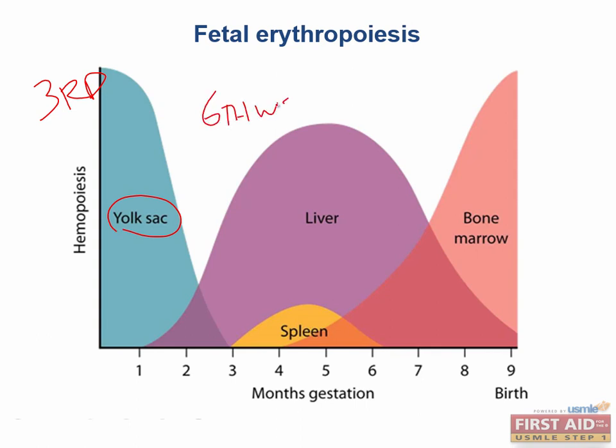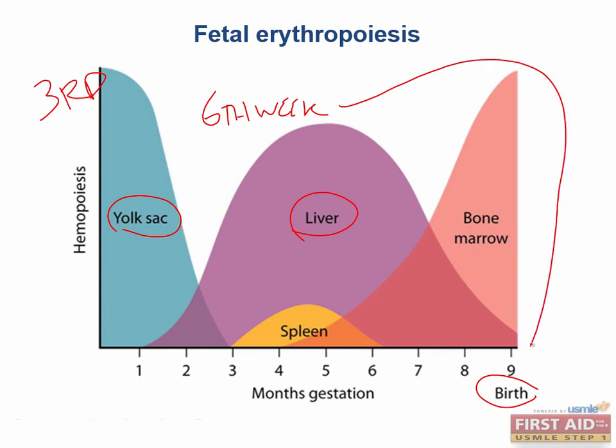By the 6th week, hematopoiesis also begins to take part in the liver. The liver continues to produce until birth. There is some overlap between periods of erythropoiesis in different organs. So, there are 2 organs producing blood at the same time. Now, erythropoiesis occurs in the liver from 6 weeks until birth.